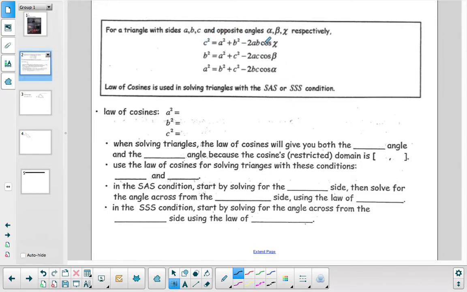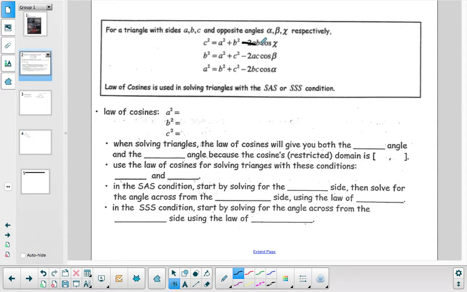Honestly, I don't remember all three of these versions. It's basically the same thing, but the important thing to know is that the side that you're solving for is going to be on the left-hand side, and the angle that is corresponding with that side goes in the angle. Other than that, it's a squared plus b squared.